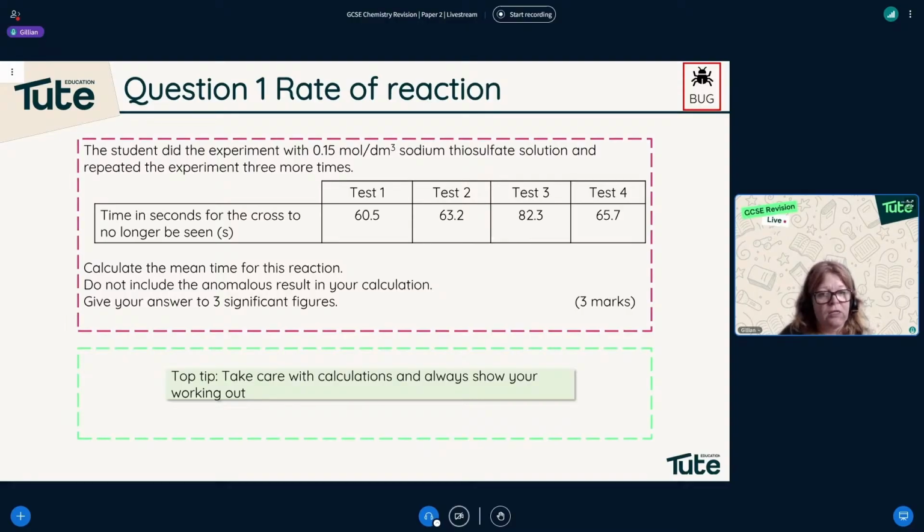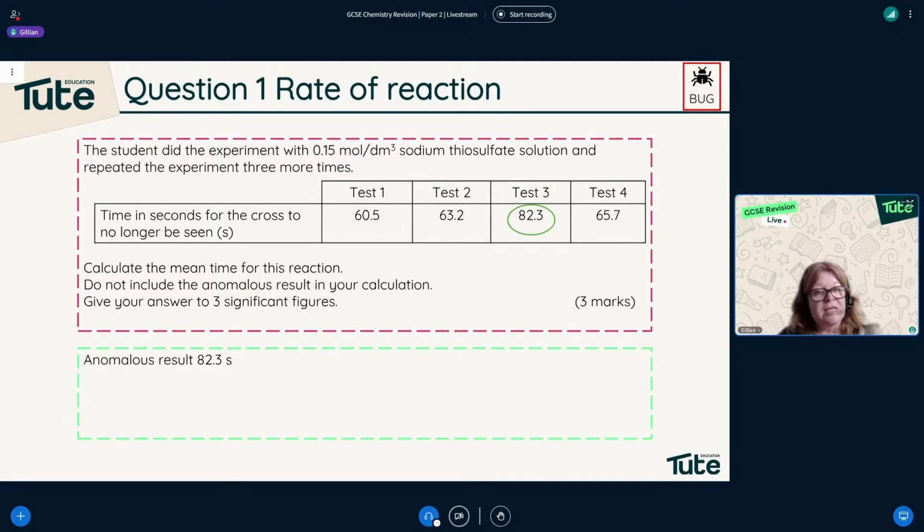Never just write down the answer. Just in case you make a mistake on your calculator, always show your full workings out. So I need to identify that anomalous result. Clearly, it is 82.3 because it doesn't fit in with those other readings there. So I can ignore that result, because we don't need that when we're calculating the mean.